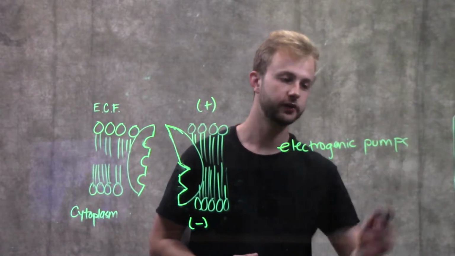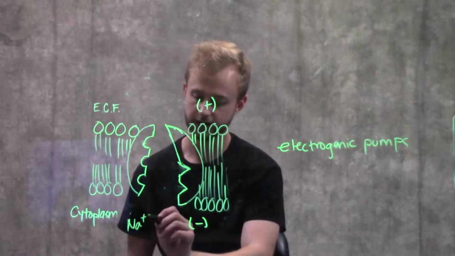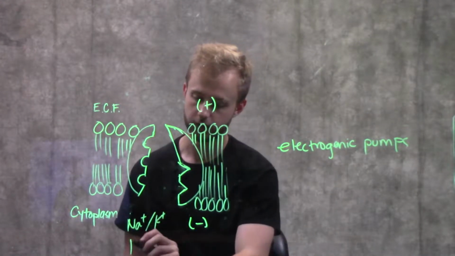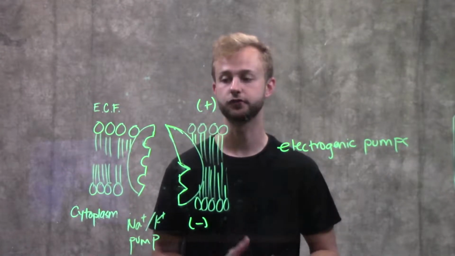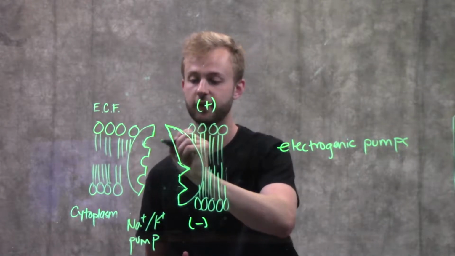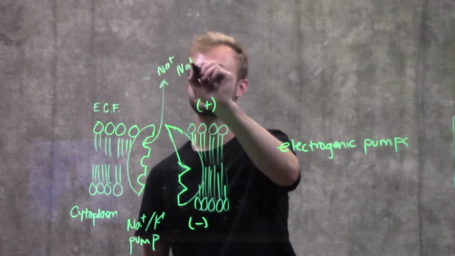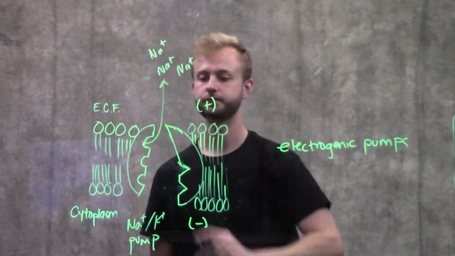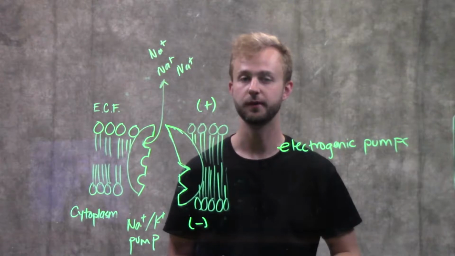The most important electrogenic pump in animals is the sodium-potassium pump, which we already know how works from the video on active transport. Just to review very briefly, it pumps sodium outside of the cell, and it pumps potassium into the cell. That helps generate these different charges on either side of this membrane.